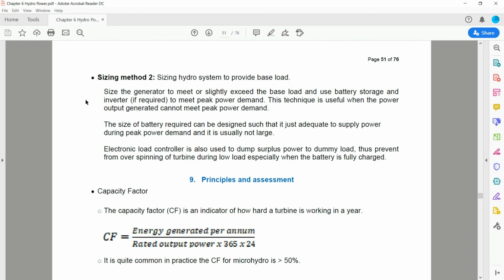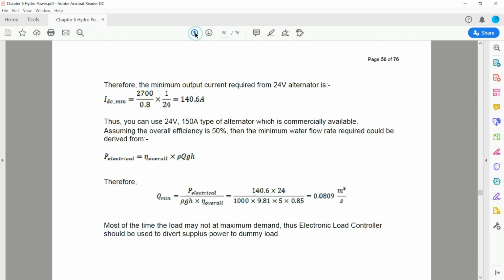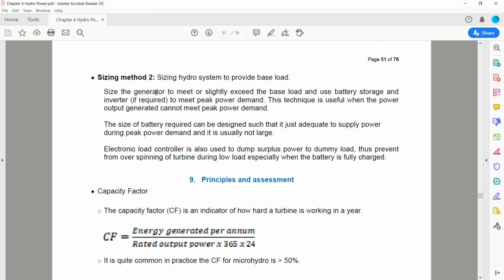Another sizing method is sizing based on the base load. So you need to know the value of the base load, and then again, same thing, you calculate the P electrical from the base load. If you know the size of the alternator, then you calculate P electrical, but only for the base load. So size the generator to meet or slightly exceed the base load, and to meet the peak power demand, you need to use the battery storage and the inverter if required.